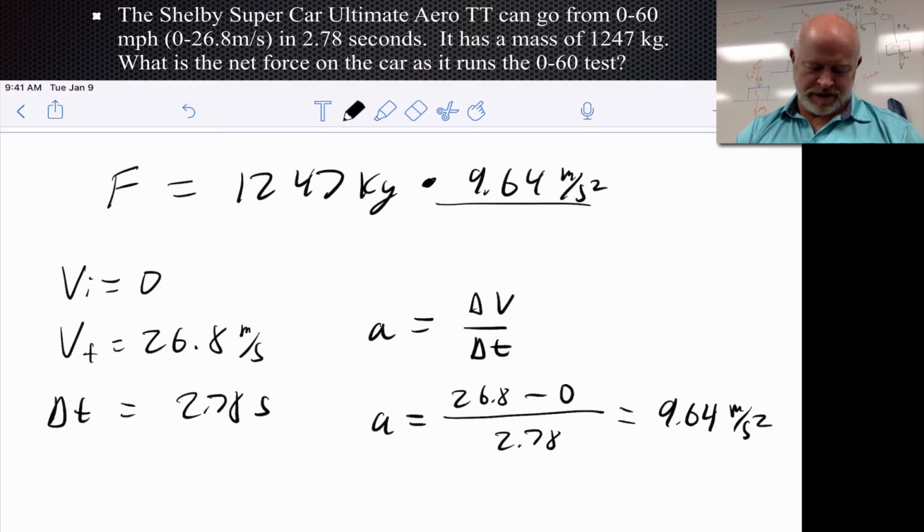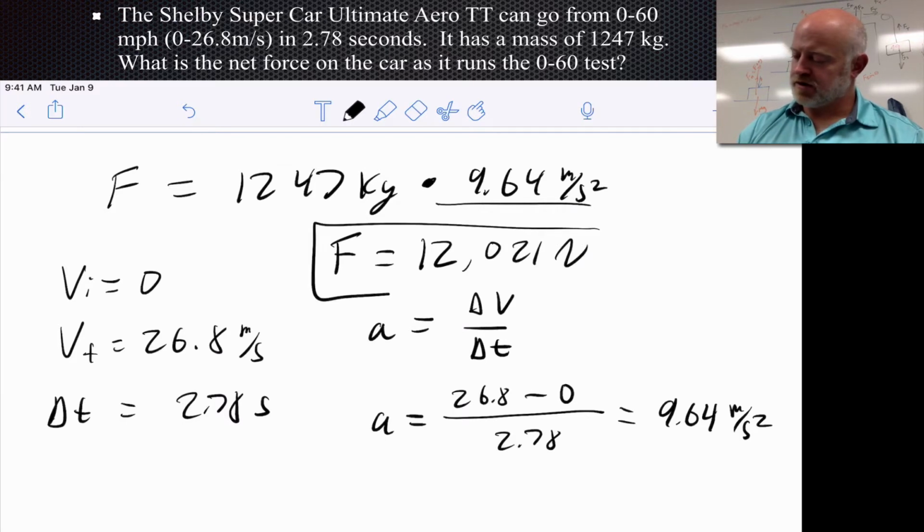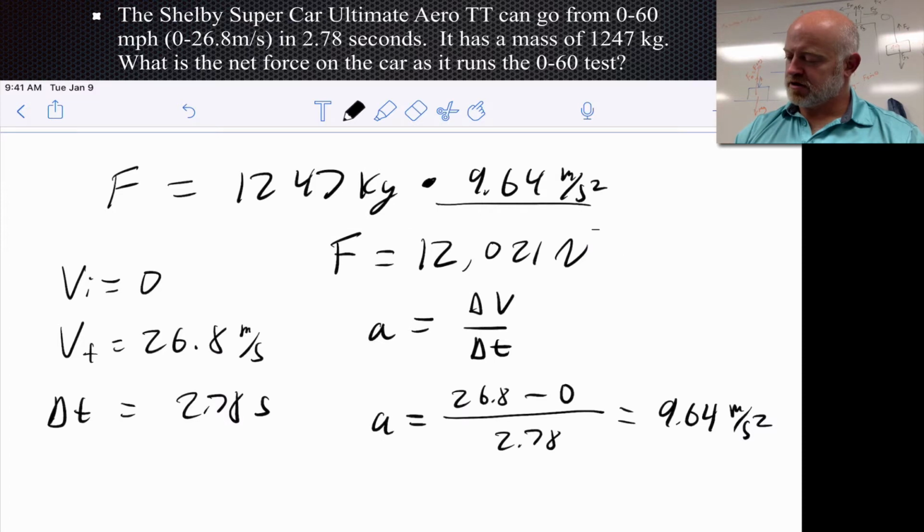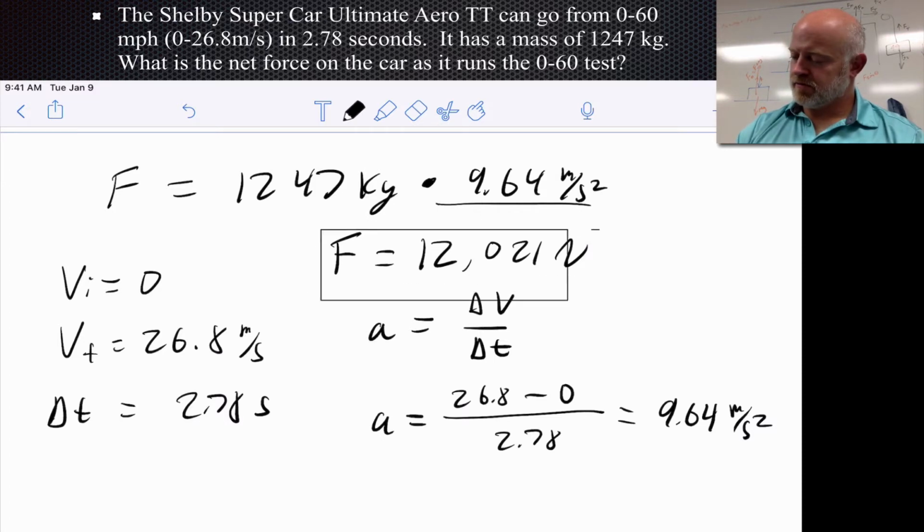All right, now that we know these two things, we can take our acceleration, the 9.64, and multiply that by the mass of the car, 1247, and if we multiply these two together, we get a force of 12,021 newtons. So our final answer is such.